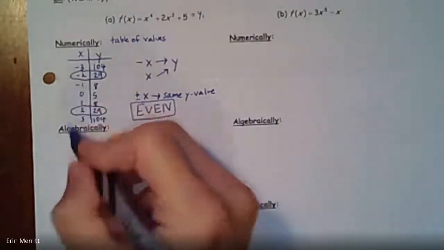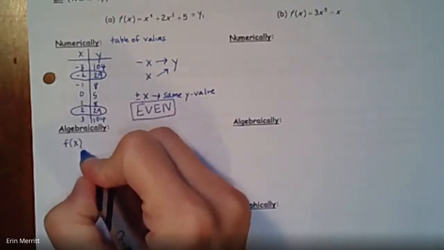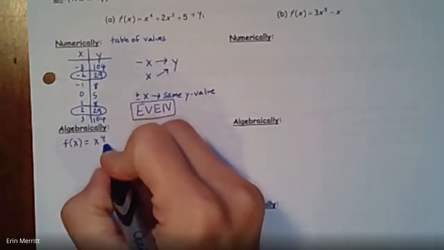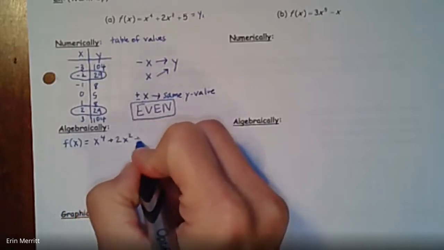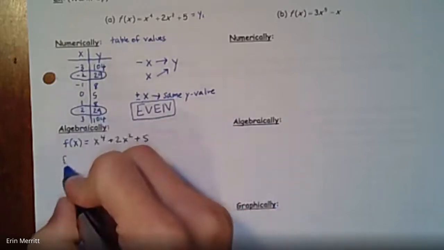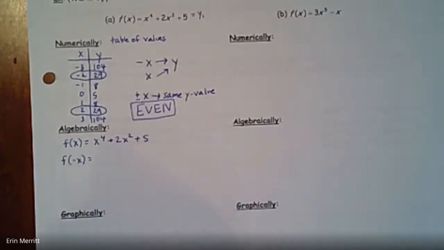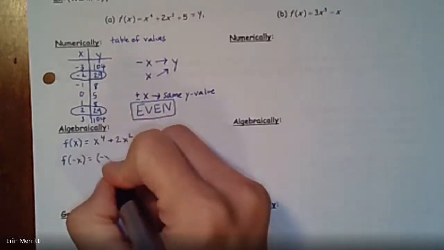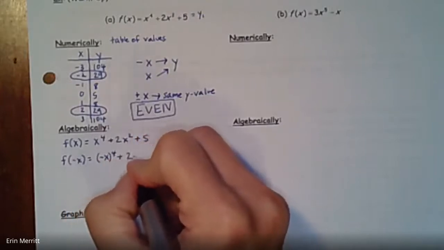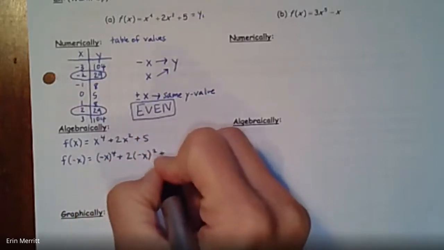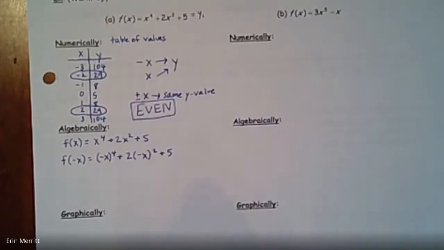To do this algebraically, we're actually going to plug in what we said there. So if I write down what f of x is, f of x is x to the fourth plus 2x squared plus 5. What we're saying is if we plug in negative x, if it's really even, it's going to come back to the original. So let's plug in a negative x here, plug in a negative x here, and then we keep the plus 5, and then we clean it up.